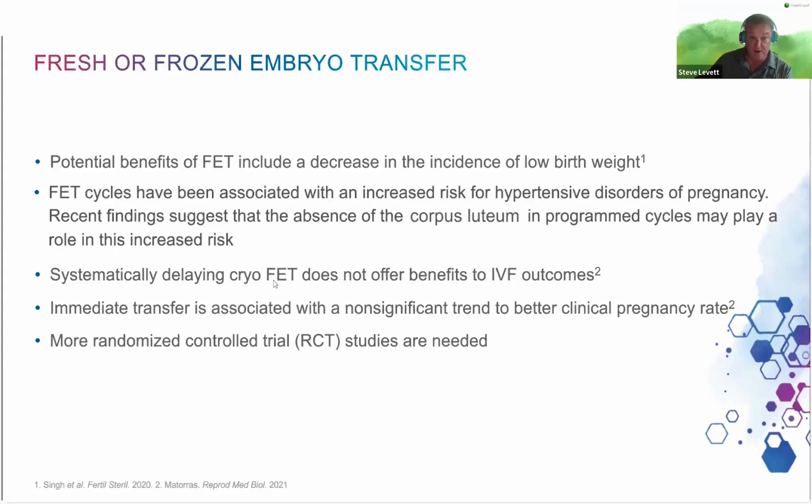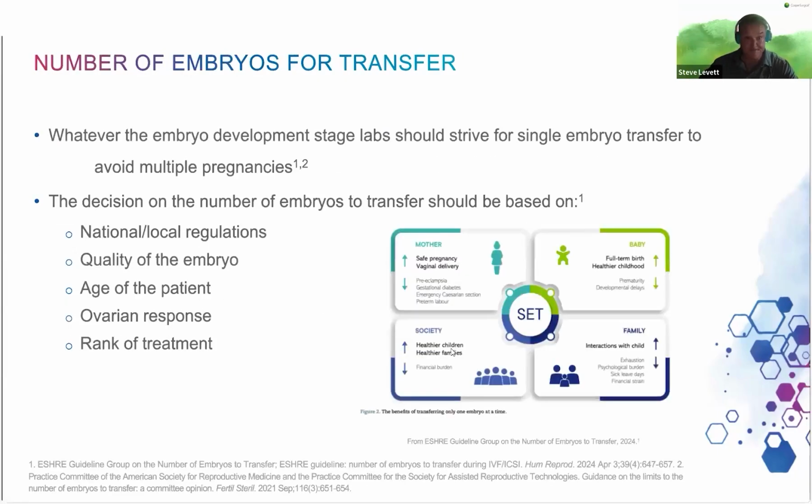Systematically delaying FET does not offer benefits to IVF outcomes, but there are some psychological and emotional issues to take into account here. Immediate transfer is associated with a non-significant trend to better clinical pregnancy rates. So again, when it's a trend, we always have to be very careful about how we interpret that, and whether we would see the same thing in our clinical practice. And of course, as always, and you'll see in many areas of IVF and embryology, we really need more randomized control trials to answer some of these questions more clearly.